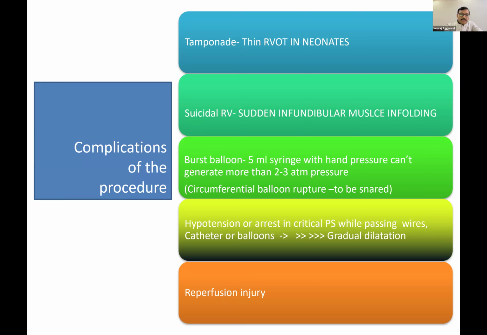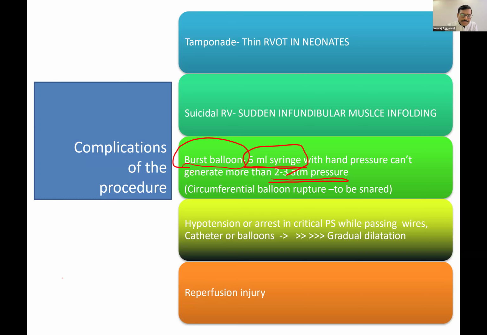Burst balloon. If you are using a 5 ml syringe, Tyshak balloons will not rupture, because with hand pressure, a 5 ml syringe cannot generate pressure more than 2 to 5 atmospheres, and you should not be bursting. As soon as the waist disappears, you release the pressure. Most of the times, with a 5 ml syringe you will not burst the Tyshak up to 8 ml. So always use 5 ml, not 10 ml.